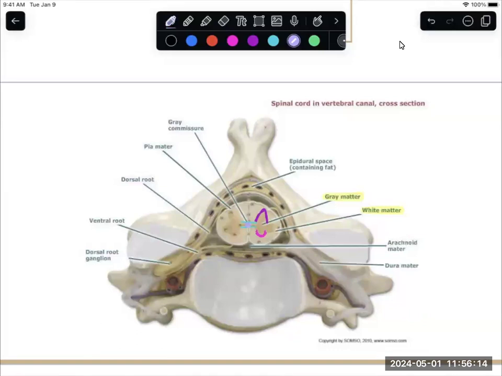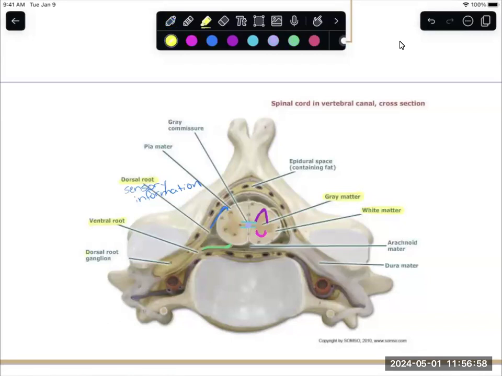Coming off of our spinal cord, we are going to have these anterior roots, and then we're going to have these posterior roots. They're also known as ventral roots and dorsal roots. The dorsal or posterior roots are our sensory information. So this is information that is going into that spinal cord.